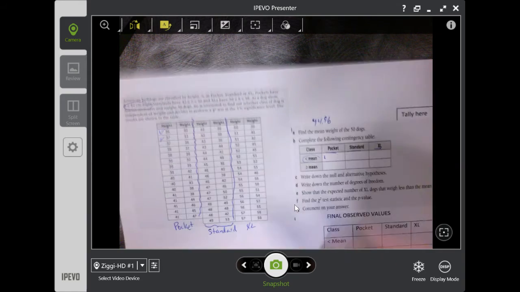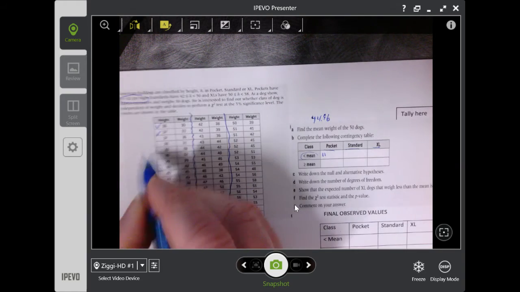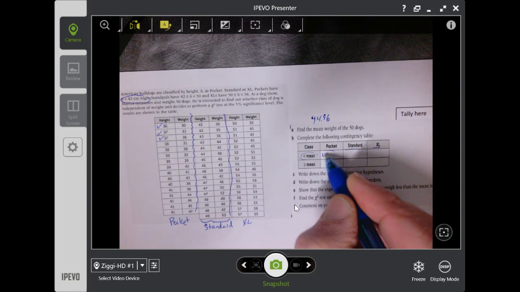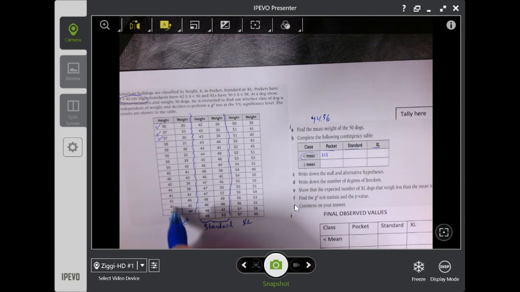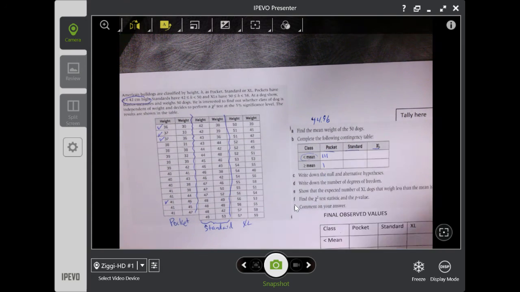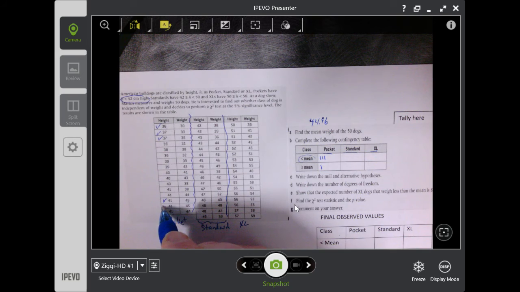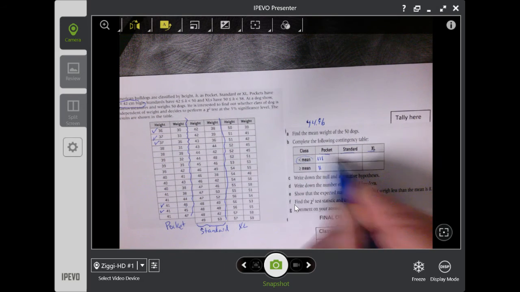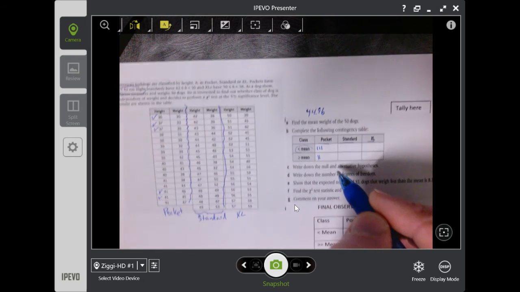This is a pocket dog less than the mean. Pocket dog less than the mean. If you get down to some of these down here, there's a few pocket dogs that are greater than the mean. So like this one is a pocket dog, but the weight's 46, so it's above the mean. So tally would go there. 41, 45. And so you're going to tally these values up.